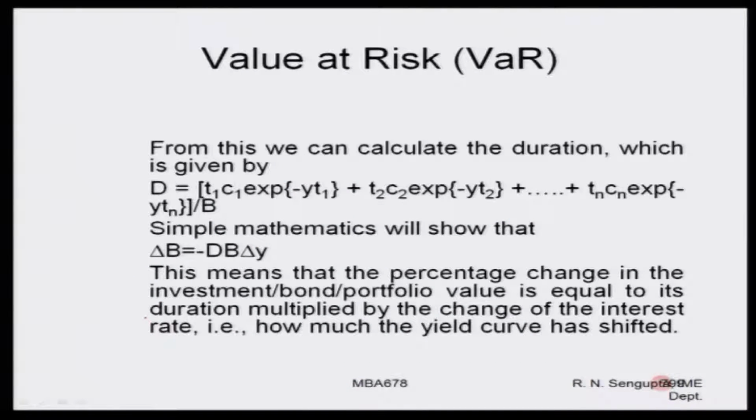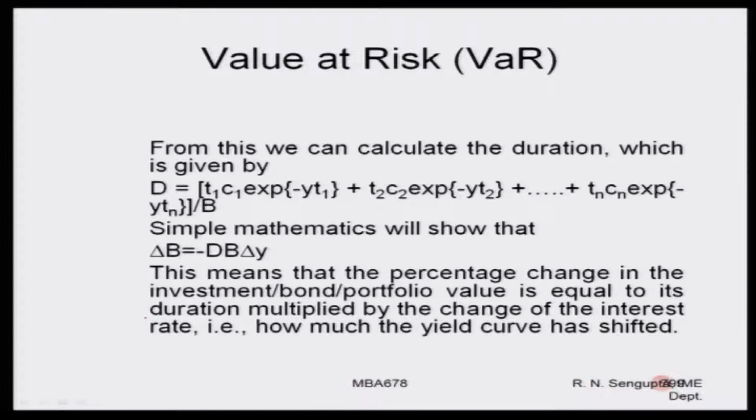From this we can calculate the duration, which is given by the total value multiplied by each corresponding time period divided by the value of the bond. Simple mathematics will show that the change delta B would be given by minus D, where D is the duration, into B into delta y, where y is basically the rate of change of the interest rate.